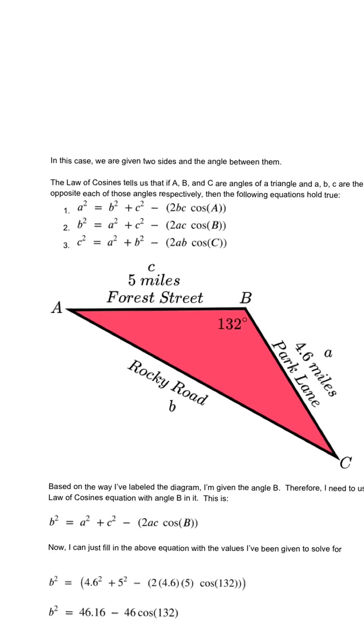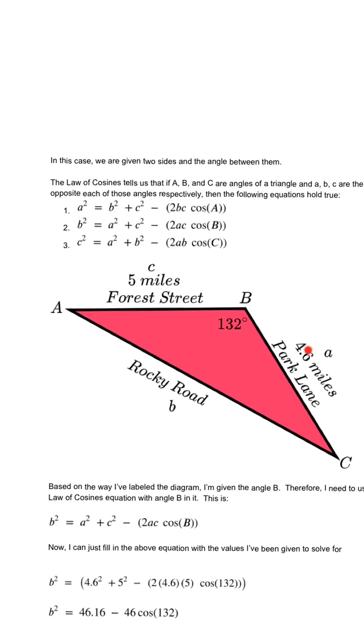Now, I've labeled this diagram so that the intersection of Rocky Road and Forest Street is point A, the intersection of Forest Street and Park Lane is point B, and the intersection of Park Lane and Rocky Road is point C. You'll also notice that I labeled each side according to which angle it's across from. So for instance, the side that I labeled as little a is opposite angle A. The side I labeled as little b is opposite angle B. And the side I labeled as little c is opposite angle C.